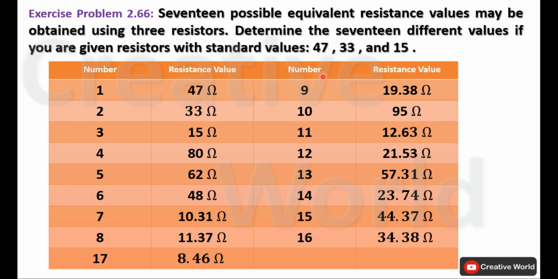So we have calculated 17 different equivalent resistances using these three resistances with different configurations of circuits. You may see that all of the 17 equivalent resistances are different in values from each other. This was the major condition in this scenario.